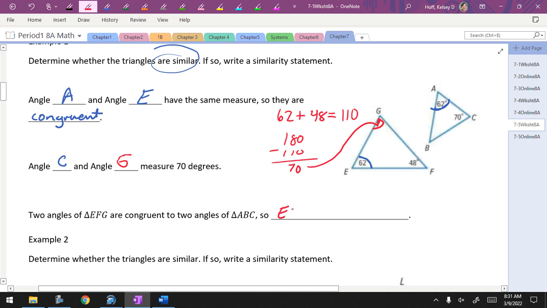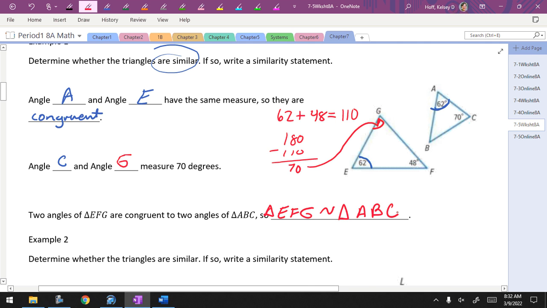So triangle EFG is similar, not congruent, just the squiggle, just the tilde. Now we got to make sure that we put the letters in the right order. EFG, what should replace E from the other triangle? A. F should be B, and G should be C. So something to remember, as Addison told us, all your angles add up to 180 degrees. So if you know two of them, we can figure out what that third one is mathematically.